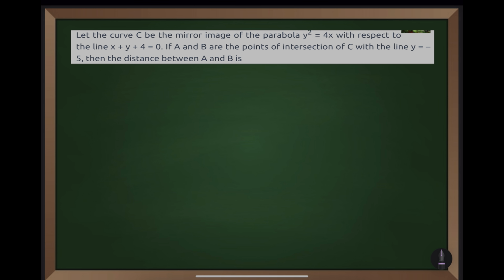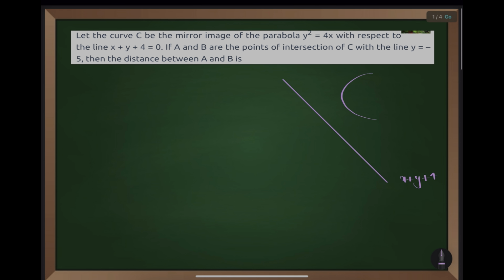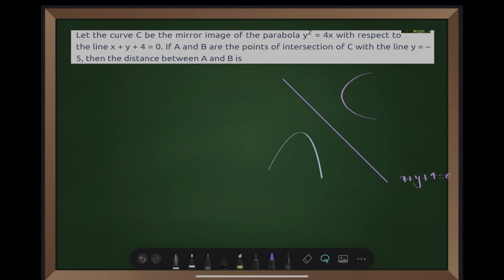The curve C is the mirror image of the parabola. So suppose that this is the parabola, with respect to the line x plus y plus 4 equals 0. And you have a mirror image. Suppose that this is the mirror image, and this is named as C.